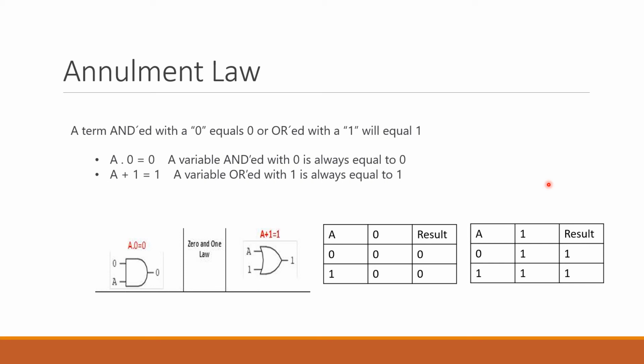Annulment law. A term ANDed with a 0 equals 0, or ORed with a 1 will equal 1. That is A dot 0 equal to 0. A variable ANDed with 0 is always equal to 0. A plus 1 equal to 1. A variable ORed with 1 is equal to 1. And here is the logic diagram for the dot operator, that is A dot 0 equal to 0, and this is the logic circuit for the plus operator, that is A plus 1 equal to 1. And this is the truth table for the logical dot operator and this is the truth table for the plus operator.